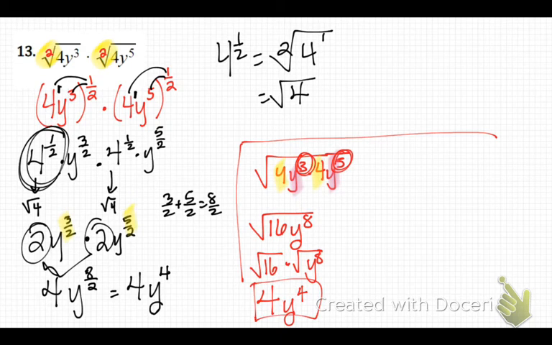So the red way can be a lot easier if the roots are the same. But the black method, the one I wrote in black, will work no matter what. The red way only works if the roots are the same. Can you do the next three you try, please?